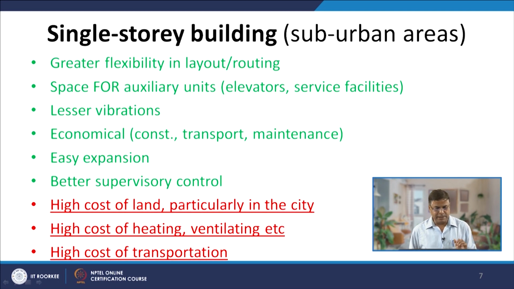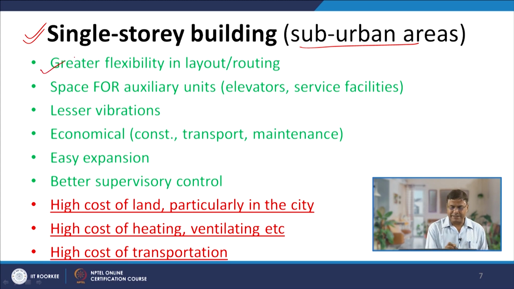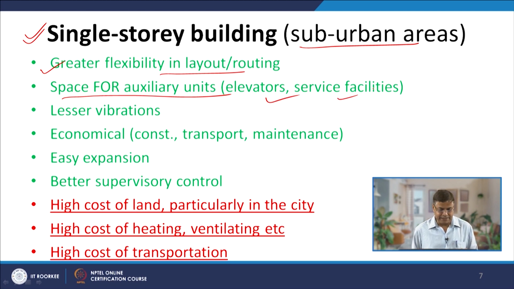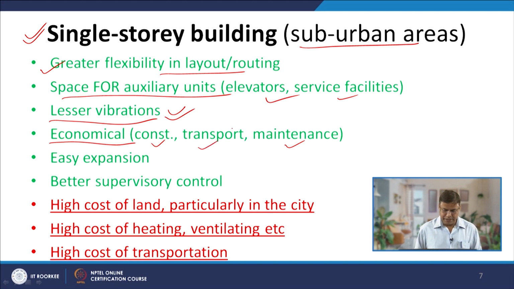So, we will see more details on these. The single story building is good for urban, rural and suburban areas where a lot of land is available at low cost. It allows greater flexibility in layouting and routing, and space for auxiliary units and service facilities is easily available. Since the heavy machines are based at the ground floor, which can be made very heavy and robust, the vibrations generated by the machines will be less. This kind of building construction will be economical, maintenance is easier, and transport is also easier, because all the things are happening on the same floor, the ground floor.